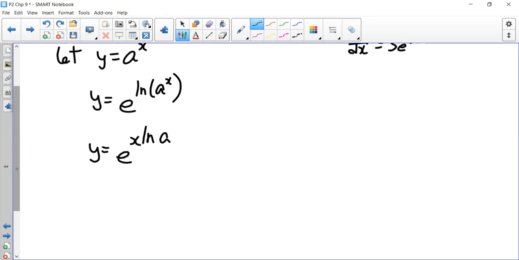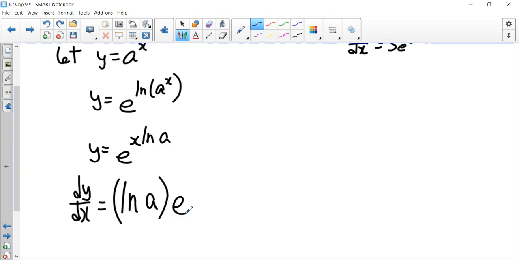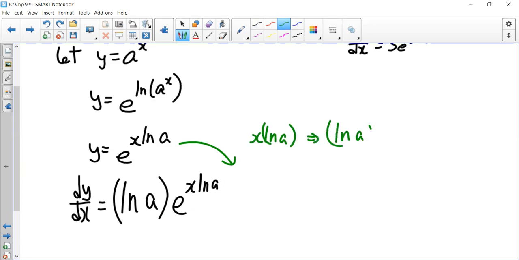Now this is the base of e, with x times ln a in the power. ln a is like a constant. It's like the coefficient of x. Therefore dy by dx equals ln a times e to the power of x ln a. So I'll give you a bit of notes: in x ln a, ln a is the coefficient.